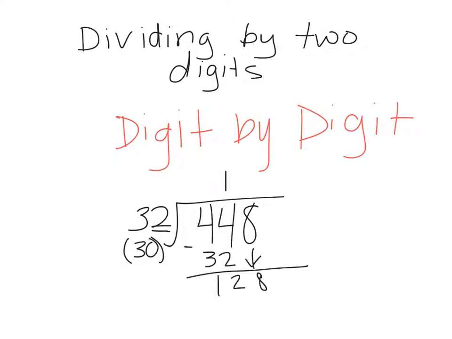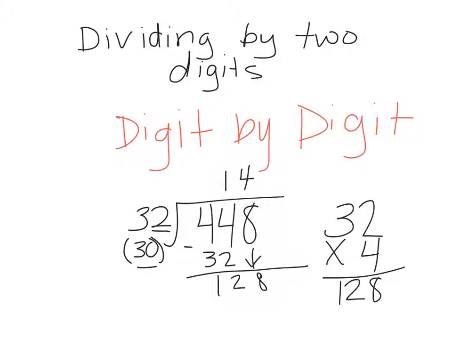We will use our estimation again to think about how many times 30 would go into a number that was close to 128. Well, we know that 3 would go into 12 4 times, so let's give 4 a try. Now we'll multiply the exact number times the 4 and get 128. Well, we know that works, so then we finish our problem and we see that we don't have a remainder.